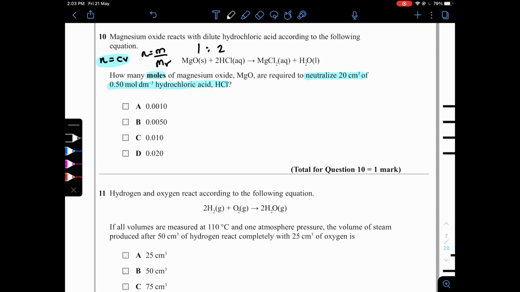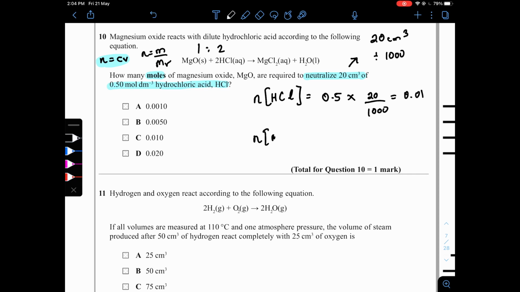You can see this is a 1:2 ratio, right? So now we need to find the moles of hydrochloric acid so we can find the moles of magnesium oxide required. So now we're going to find n of HCl. That would be our concentration, which is 0.5 moles, times our volume. Now our volume has to be in dm cubed, so we have to convert 20 centimeter cubed into dm cubed. So how do we do that? We divide by 1,000. So we get 20 divided by 1,000, which is 0.01 moles.